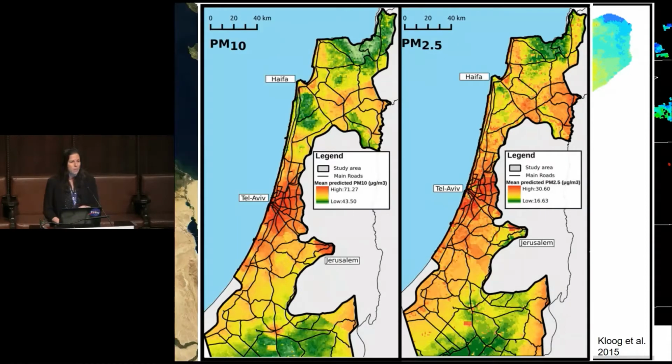These exposure maps can then be used in health studies and improve the spatial coverage and spatial resolution from what they have used until now.